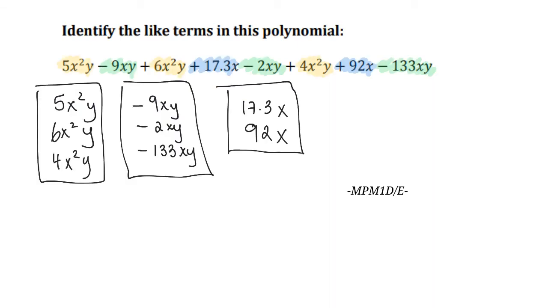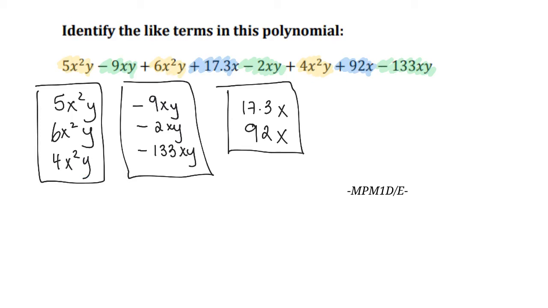There are 3 different sets of like terms that you can identify from this polynomial. So our first set are terms that have x squared y attached to them. So we've got 5x squared y, 6x squared y, and 4x squared y. I've colored these ones in yellow.